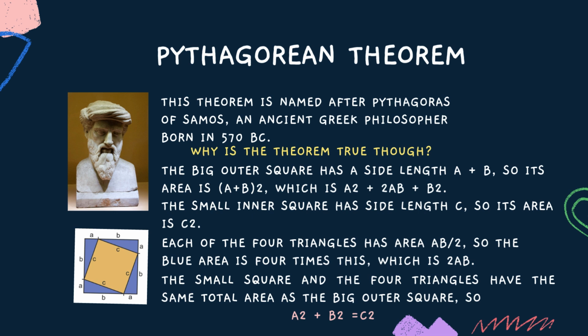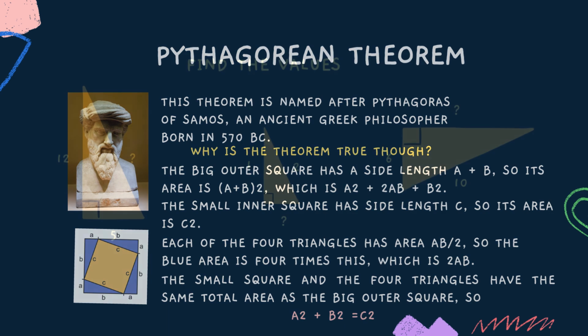Each of the four triangles now has an area of ab divided by 2, so the blue area is 4 times this, which is 2ab. The small square and the four triangles have the same total area as the big square, so that's a squared plus b squared plus 2ab is equal to c squared plus 2ab. Canceling out the 2ab on both sides, we get a squared plus b squared is equal to c squared.